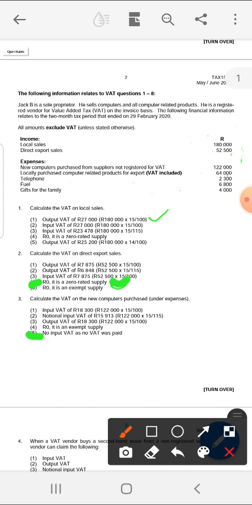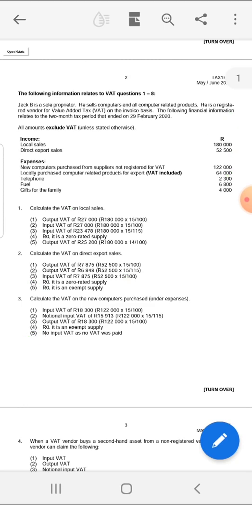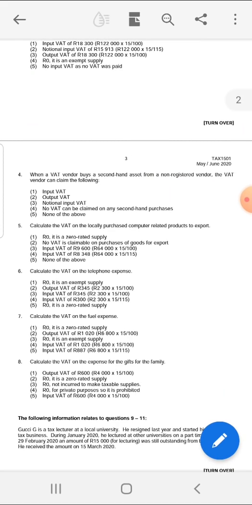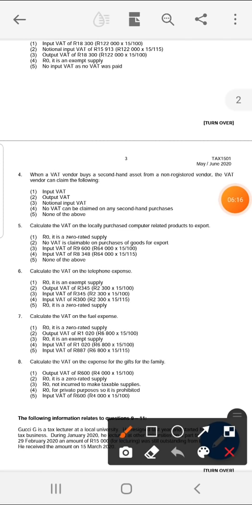If it was second hand, I think there's a question for that down there. When a VAT vendor buys a second-hand asset from a non-VAT registered vendor, the VAT vendor can claim the following. Remember, whenever we purchase equipment second-hand from a non-VAT vendor, SARS will give us a subsidy to claim notional input tax. This will lead us to option 3 for question number 4, notional input tax.